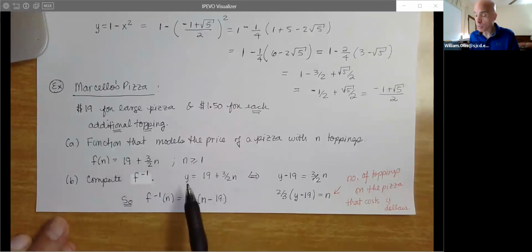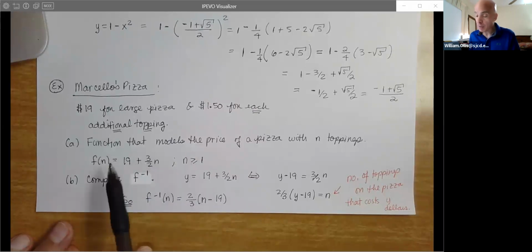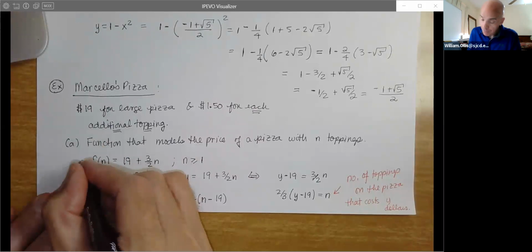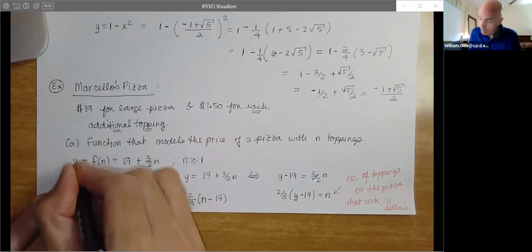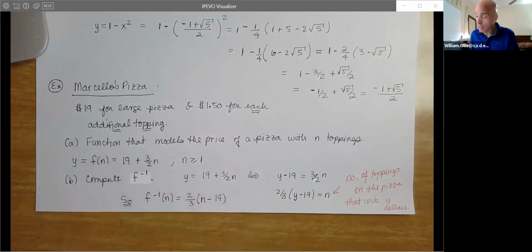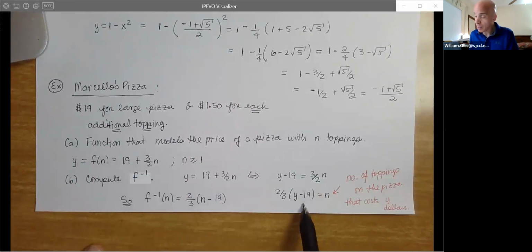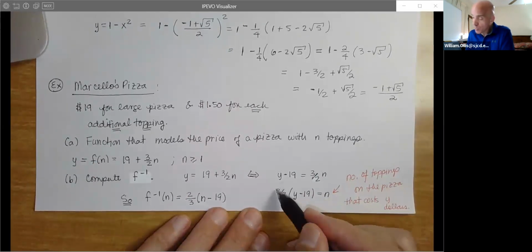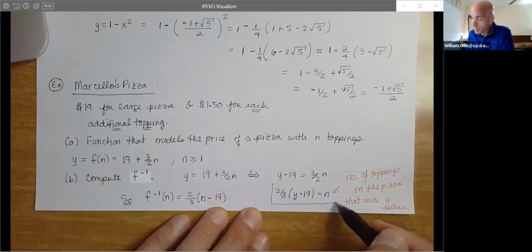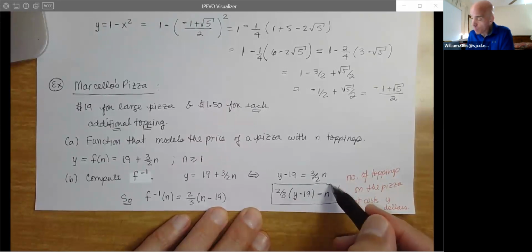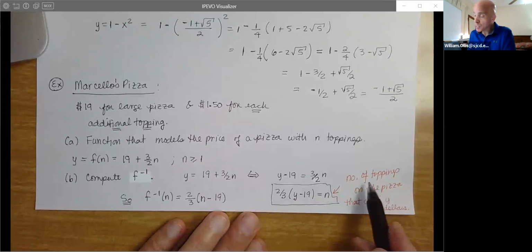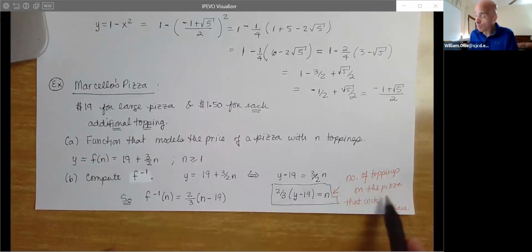Now compute f inverse. Well, what do we want to do? I'm going to think of this as just a y, and we want to solve for n. So we write this equation and solve for n. The first thing we do is subtract 19 and then multiply by 2/3. Now, if you're doing this problem, it is so much better to leave it in this form, because this is the number of toppings on the pizza that cost y dollars.